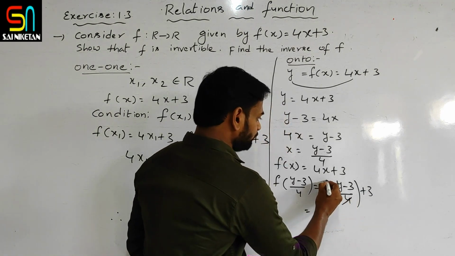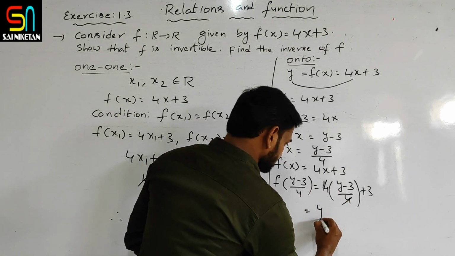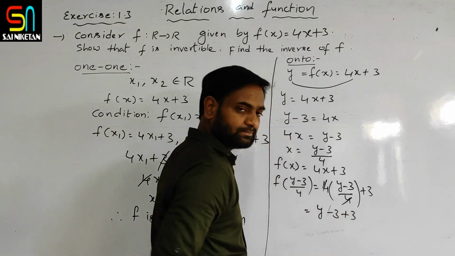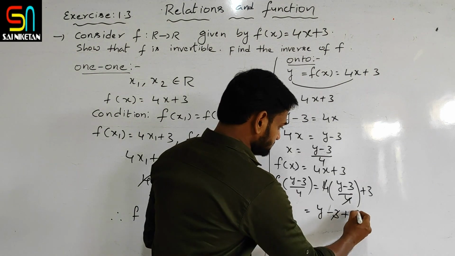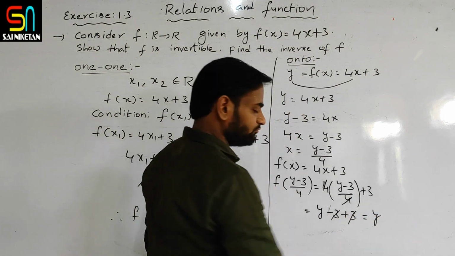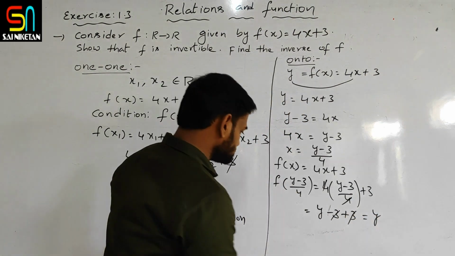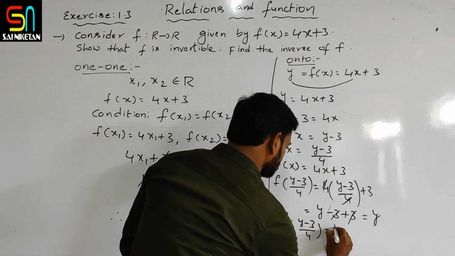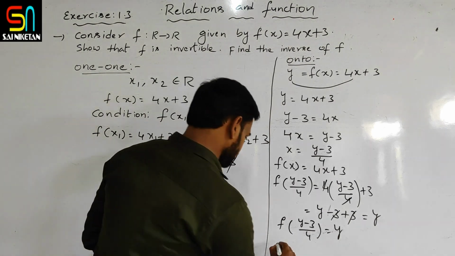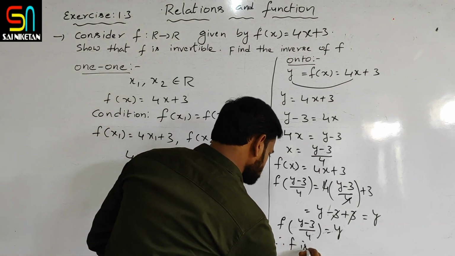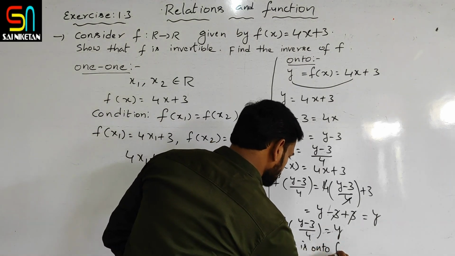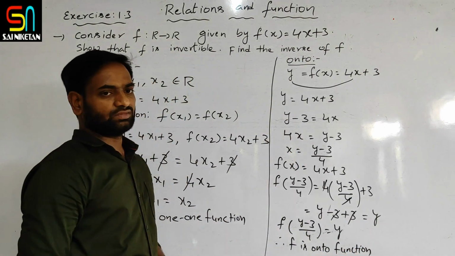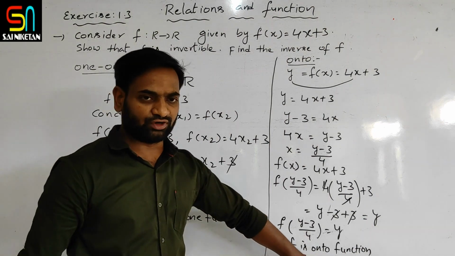Now here 4 gets cancelled. Remaining is y minus 3 plus 3. 3 gets cancelled. The answer is y. That is, f of y minus 3 by 4 is equal to y. Therefore f is an onto function.